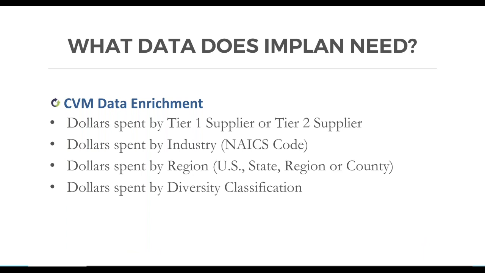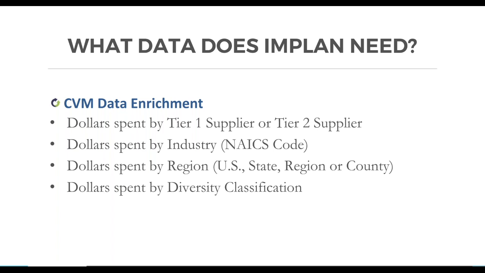So all that looks really great and pretty, and often I'm asked, well, what data does IMPLAN need in order to really run an accurate IMPLAN analysis? And I have to say that I'm really excited to partner with CVM, because CVM's data enrichment is everything that we need. That provides us with the dollars spent by Tier 1 and Tier 2 spend. It provides us with dollars spent per industry, and we bridge to NAICS codes, so we can always make sure that we're using the same foundation.